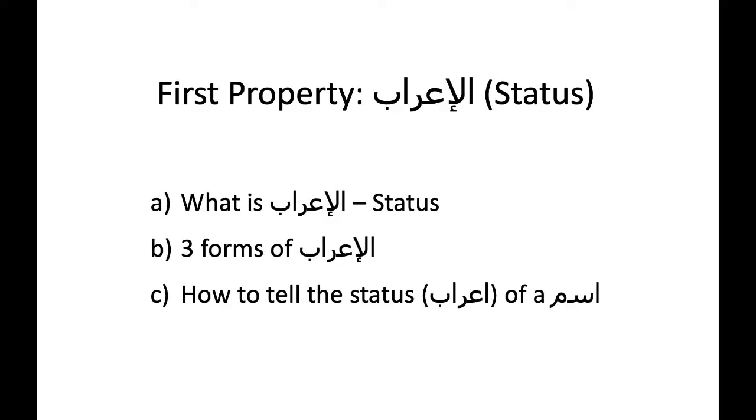Alhamdulillah, we are studying the first property of ism, that is i'rab or status. We are to learn three things about i'rab. A. What is i'rab? B. Three forms of i'rab. C. How to tell the status i'rab. We have already covered points A and B, so let's move to point C.